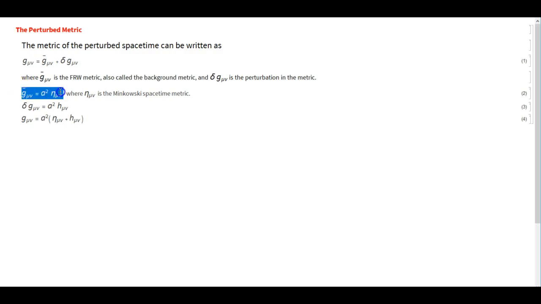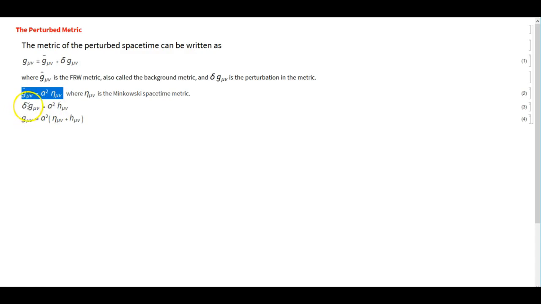Now we have seen in the standard model of cosmology that g bar mu nu is equal to a squared eta mu nu, where eta mu nu is the Minkowski space-time metric. It's a diagonal metric with the 00 value -1, and the 11 value is 1, 22 value is 1, 33 value is 1. So this is the Minkowski metric, diagonal metric -1, 1, 1, 1, and when you multiply by a squared, this becomes the FRW metric.